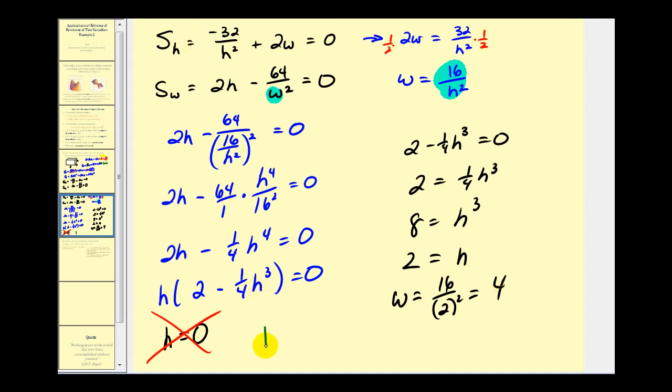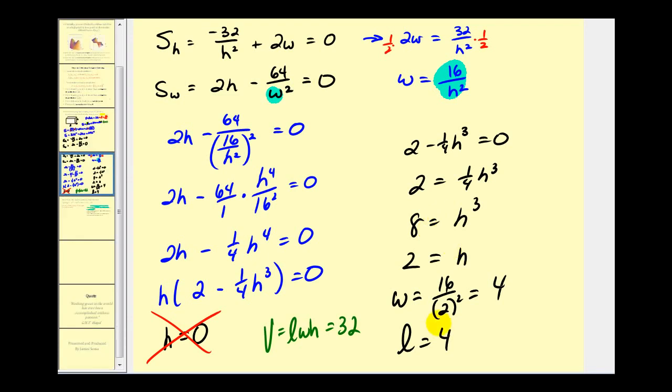Remember, we also know that the volume is equal to 32 cubic feet. So if the height is 2 and the width is 4, this would be 8. 32 divided by 8 would equal 4, so the length is also equal to 4. And of course, these are all in feet. So we may assume that the surface area will be minimized when the height is 2 feet, the width is 4 feet, and the length is 4 feet.